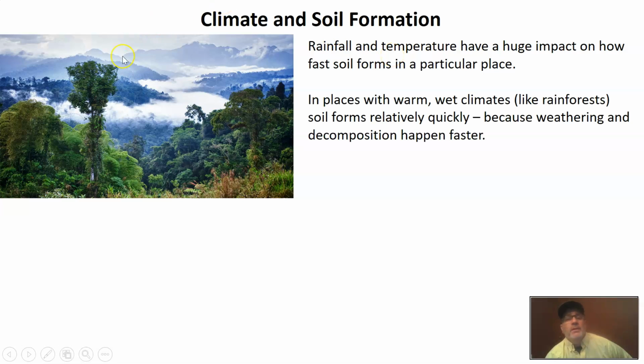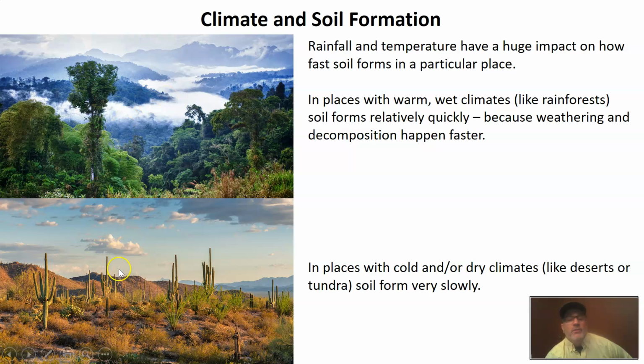So if we look at places like this rainforest, places with warm, wet climates, we're going to find that the soils here are going to form relatively quickly. That's because weathering and decomposition are going to happen much, much faster where we have warm, wet climates. On the other hand, if we were to look at something like this desert, or at the Arctic tundra, places where we might have cold and or dry climates, we're going to find that the soil forms very, very slowly there.